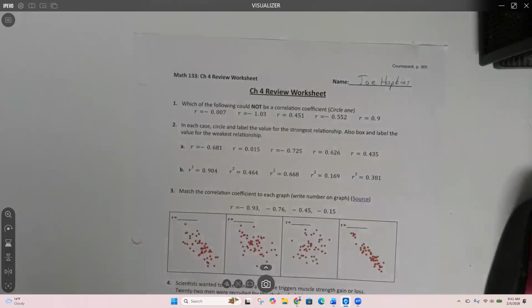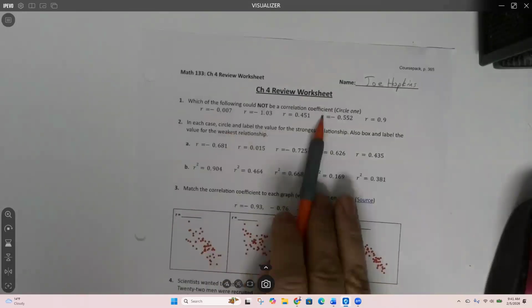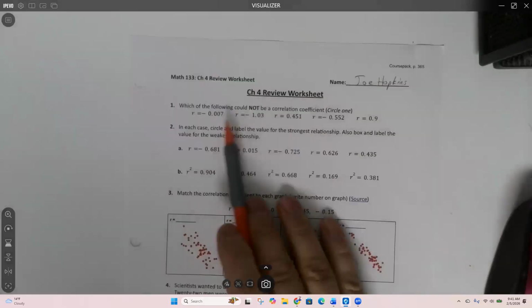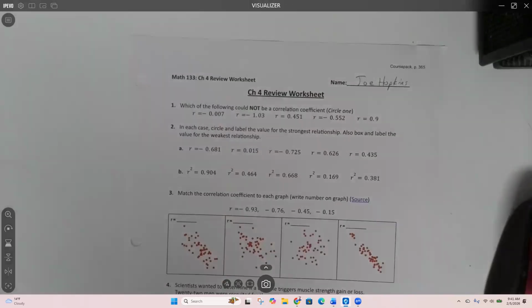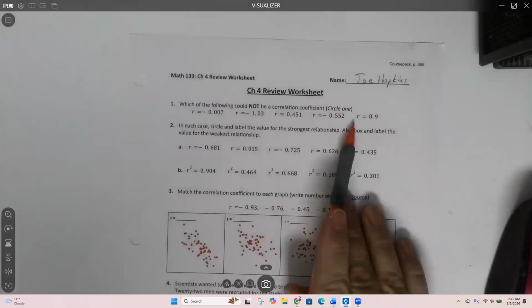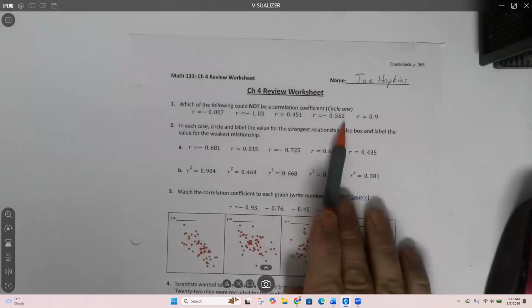Okay. Now the correlation coefficient is going to be a number, but it can't just be any number. So which of the following cannot be a correlation coefficient? What do you guys think? On Tuesday this week, we had this whole project about looking at the correlation coefficient. One of these numbers is not allowed for a correlation coefficient. What do you think?